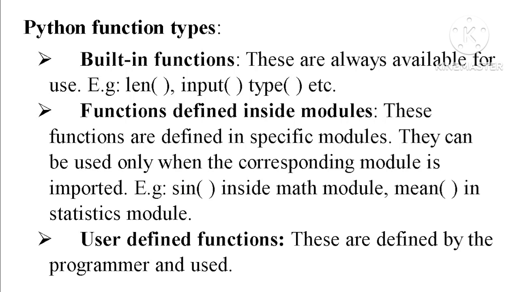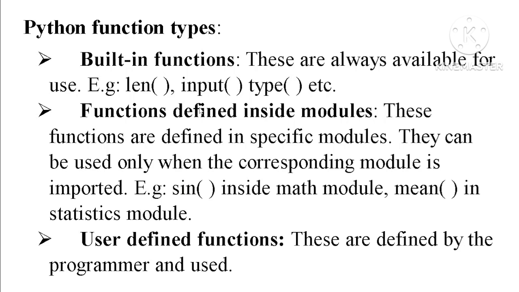Now let us get into the types of functions in Python. The first type are the built-in functions which we are already using. The len function, input function, type function, these are all functions that are ready to use anytime. You need not import any specific module for using these functions. These are all built-in and readily available in Python for anytime use.